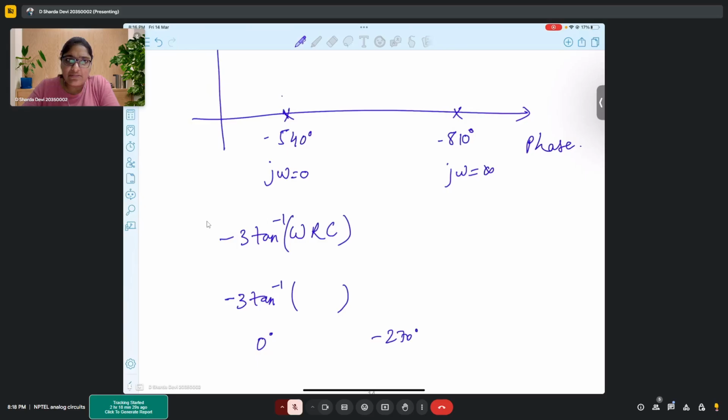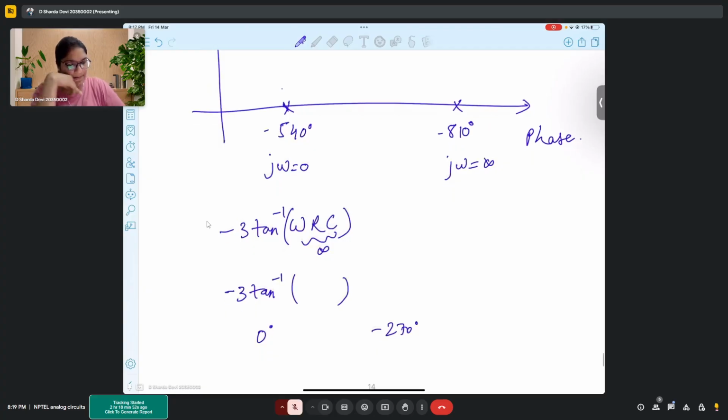Madam, if they are saying oscillate means the phase shift should be 0 or 360, right? Yes. No, we are getting minus 270 only, na? Maximum minus 270, right? Either it should be 0 or 360. Then in one case how will it oscillate, and in the other case how will it not oscillate? Yeah, your argument is right.